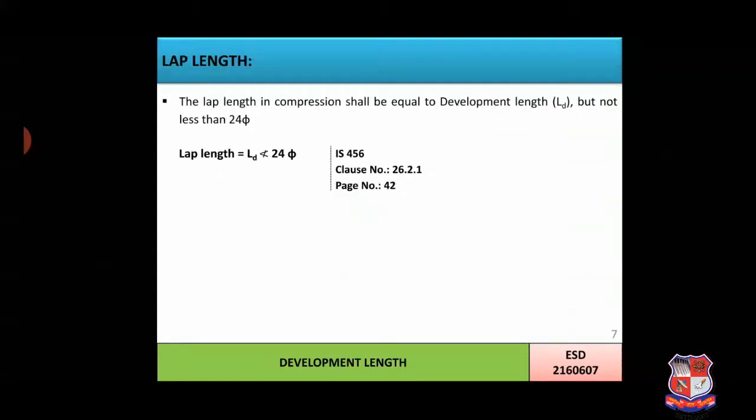Talking about its IS code criteria, the lap length in compression shall be equal to the development length but should not be less than 24φ. So approximately I can say the lap length is ultimately the development length, but it should not decrease below 24φ. It is given in IS 456, clause number 26.2.1, page number 42.